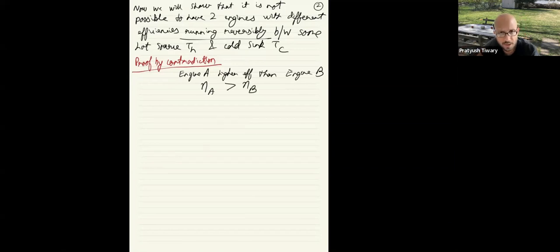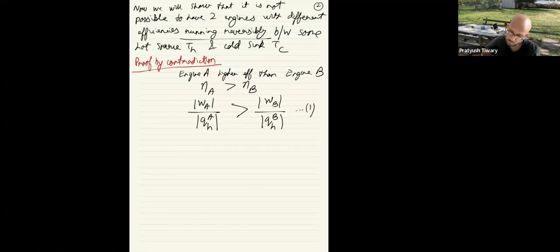Remember the definition of eta? Eta told us how much work you got out of the process divided by the amount of heat you sucked in from the hot source. So this is going to be WA divided by QHA, the amount of heat you sucked in from the hot source. That is more than WB divided by the amount of heat engine B sucked in from the hot source, right? So this is going to be true. Let's call this equation number 1.